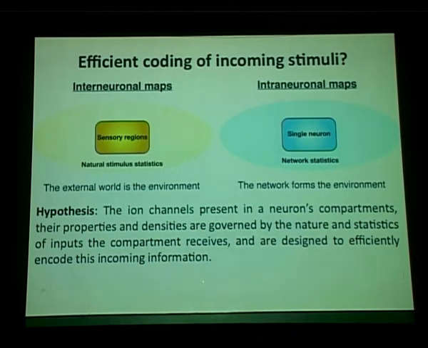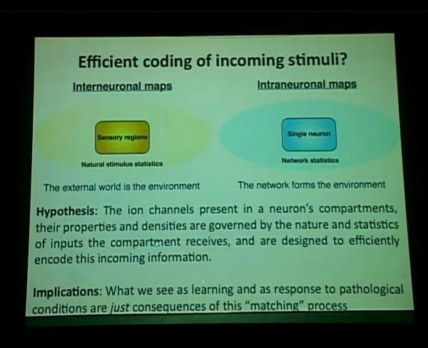If you accept this hypothesis, where the properties and densities of the ion channels present in a neuron's compartments are governed by the nature and statistics of the inputs that compartment receives, and are designed to efficiently encode this information, the implication is that what we see as learning, where you are trying to learn new things, and now it is accepted that you can also have changes in voltage gated ion channels as putative substrates for learning and memory.